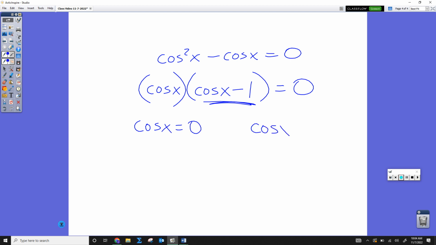There was a problem on your homework that was very similar to this. So obviously we would solve this out and finish it. I'll let you guys do that if you want. But there's a problem on your homework where you might not have gotten some of the solutions, and it's because you might have divided by that cosine or divided by that sine. Remember, never divide by a variable.